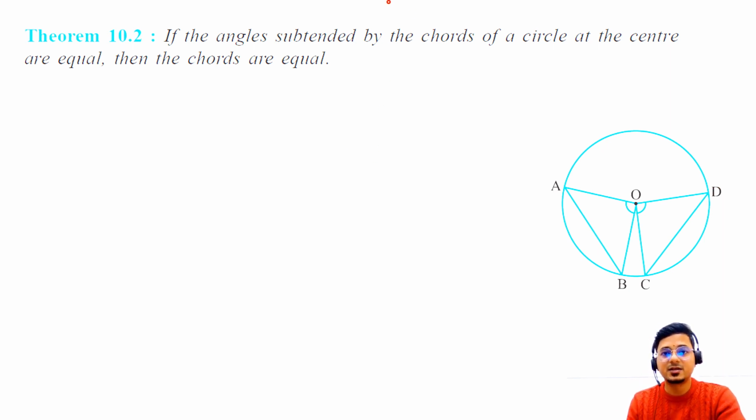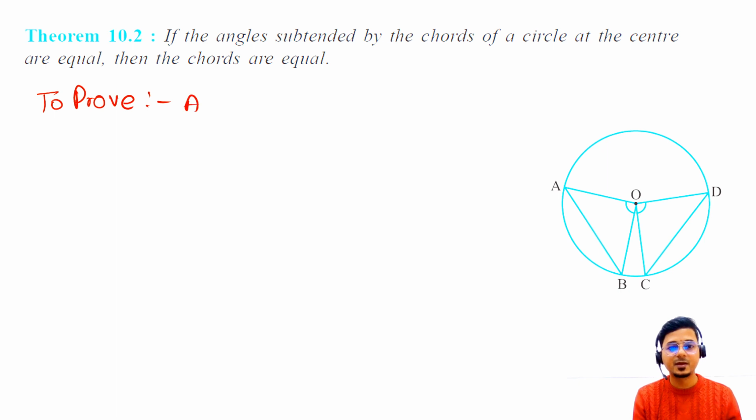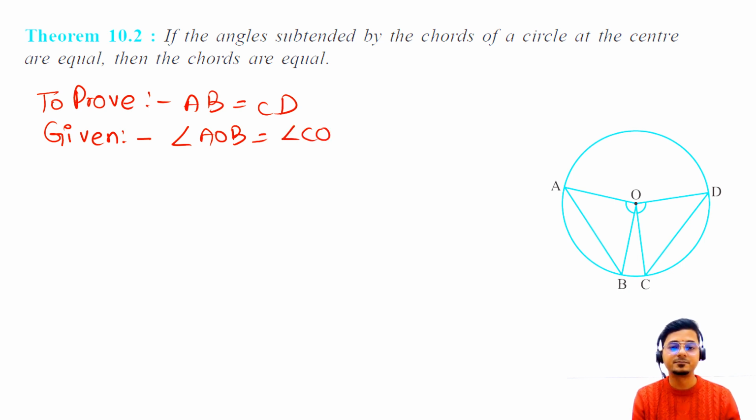So let's start proving this theorem. In this theorem we need to prove that the length of chord AB is equal to CD. And what is given in the question? It is given that angle AOB is equal to angle COD. These central angles are equal. Now we'll prove this theorem.